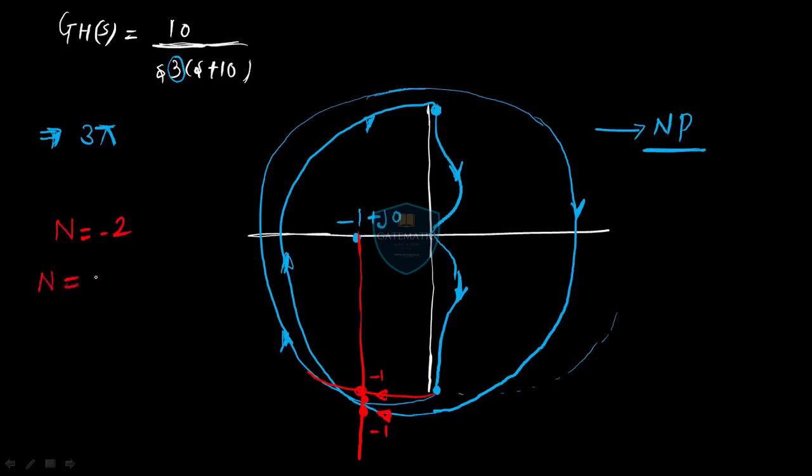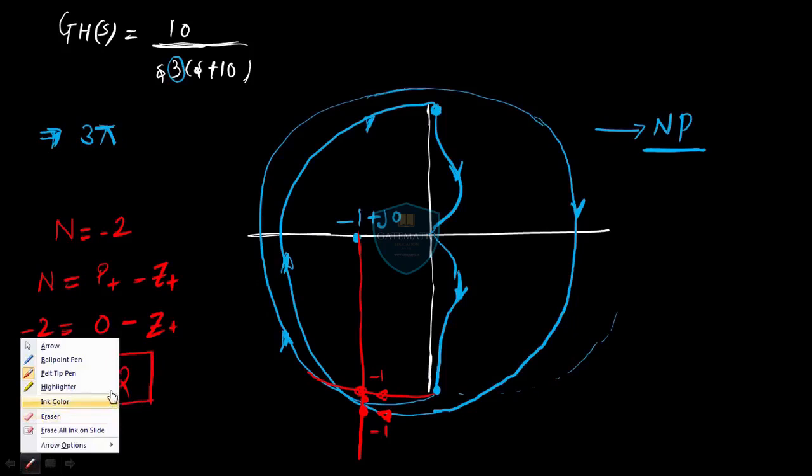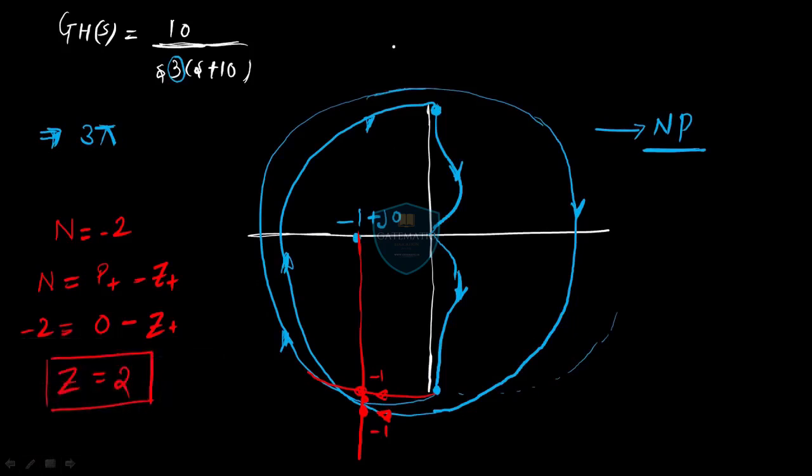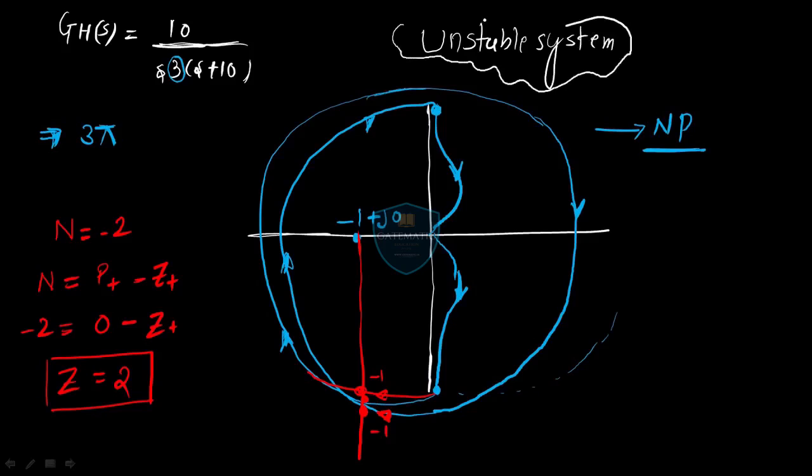The formula is N equal to P minus Z plus. N is minus 2, P you do not have, minus Z plus. So Z you are getting again 2. So this system is again a big unstable system. The same thing you can check by the RH criteria. Check this system by the RH criteria, and the system will be 100% unstable.